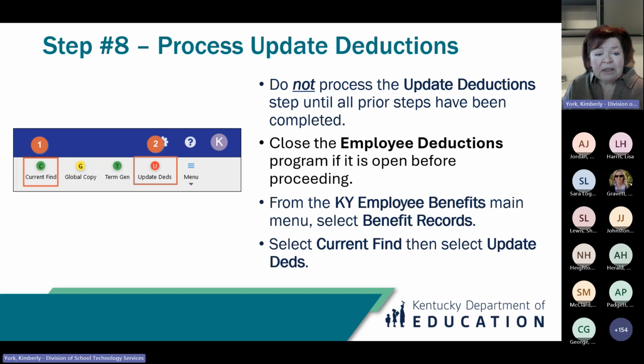So processing your update deductions. You do not process the update deduction step until all prior steps have been completed. You want to close the employee deductions program if it is open before you proceed. So from the Kentucky Employee Benefits main menu, you select Benefit Records and then select Current Find and select the Update Deductions.